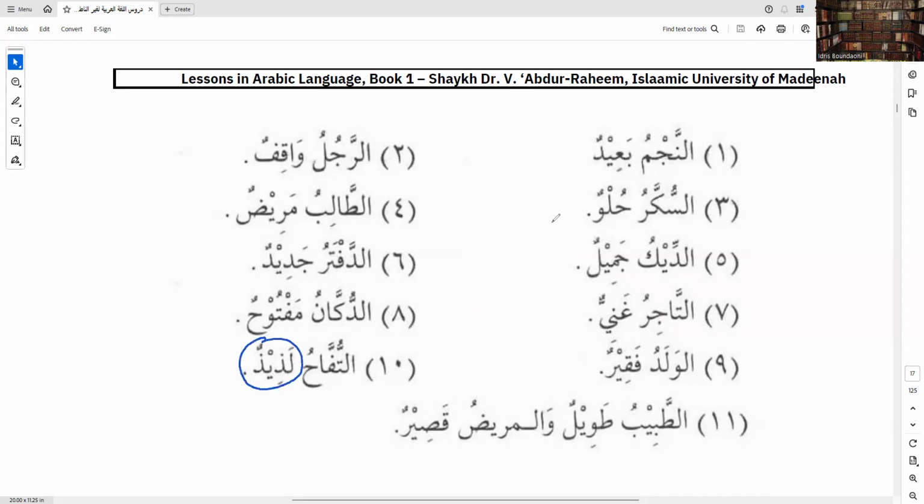Delicious. And don't confuse لذيذ and حلو. They are not the same. لذيذ is delicious. Or we can say yummy, right? As they say, yummy, yummy, yummy. So لذيذ is delicious. التفاح لذيذ. And then sugar is sweet. حلو.